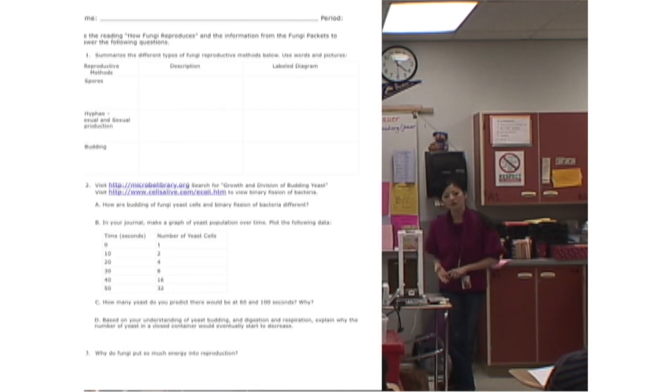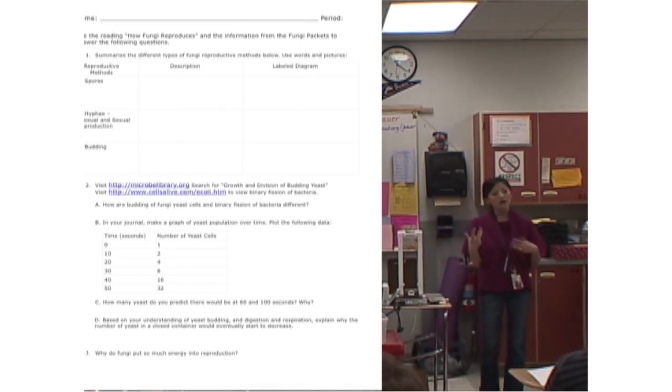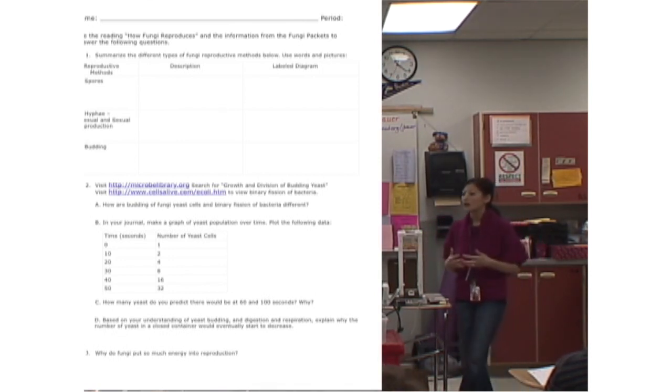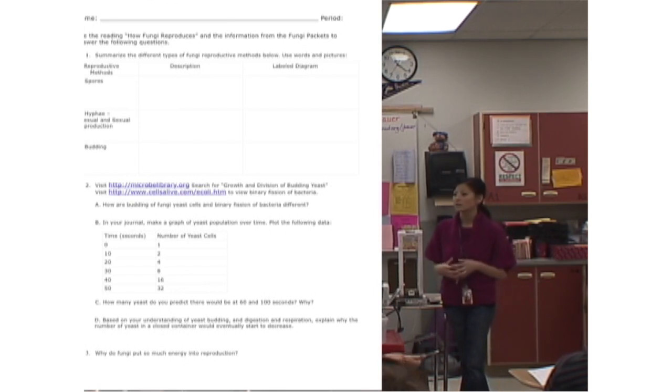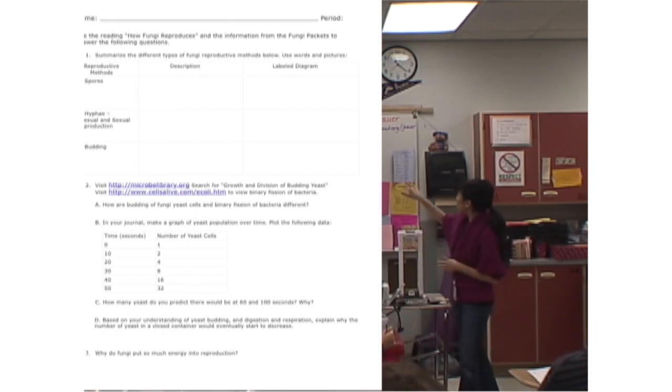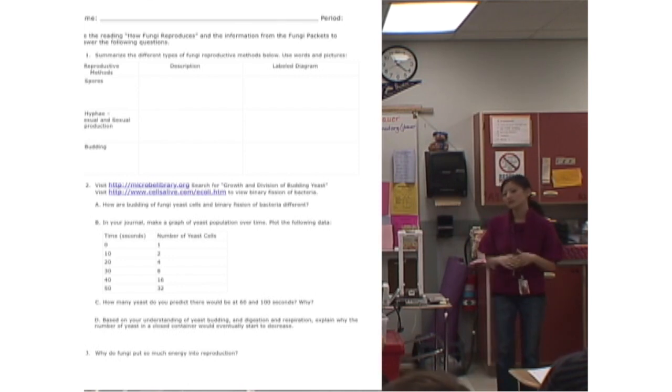Question 2, you can use the laptops that are at your station, or if you don't have one, you can grab some from the front here, to visit 2 websites to compare the difference between how yeast reproduce and how bacteria reproduce. I know a lot of you, when I was walking around, were saying, oh, the yeast are just doing binary division, but they're actually doing something called budding. So I want you to compare the differences between those two, because they are different from bacteria.